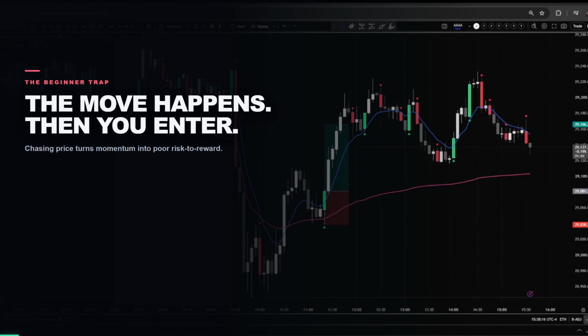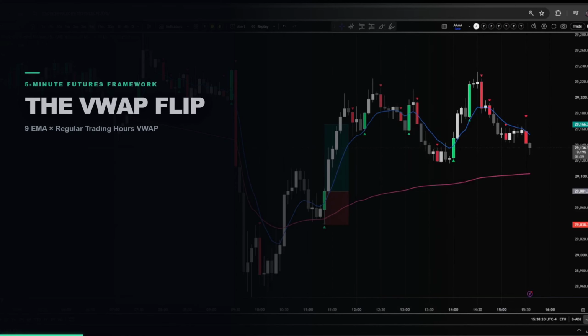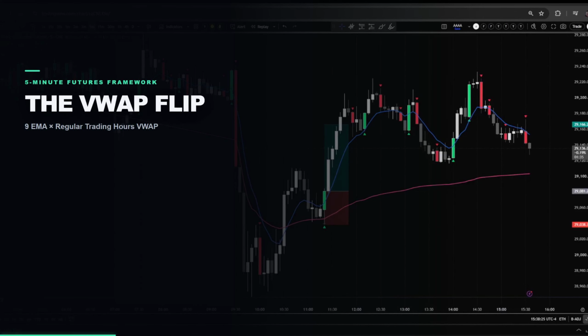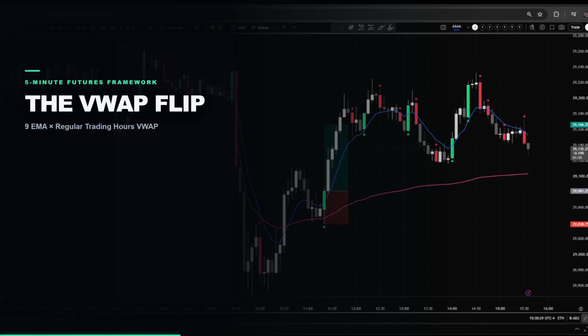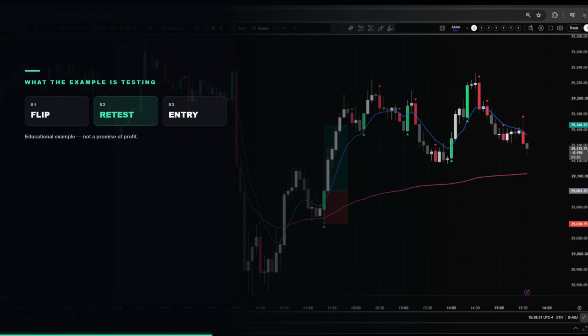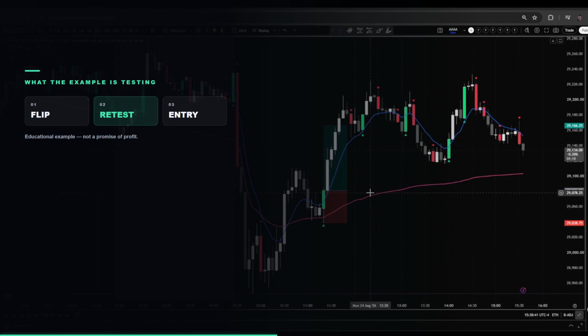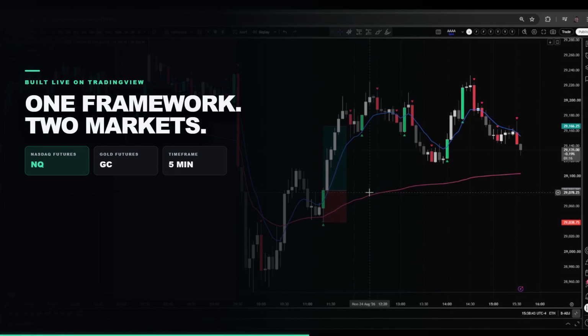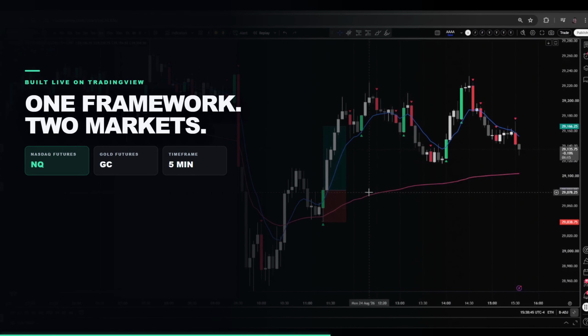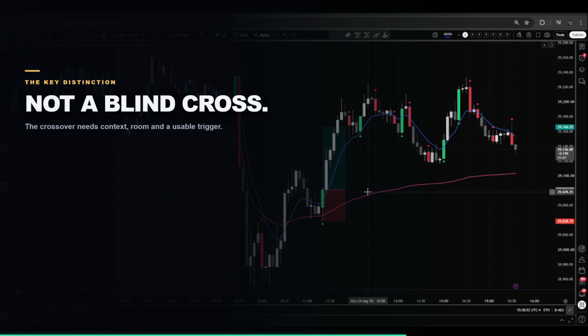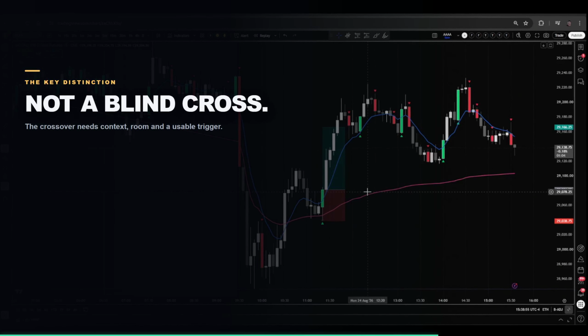Most beginner scalpers enter after the fast move has already happened, chasing the price. I will show you how this setup with a 9 EMA flipping through the regular session VWAP can print you money, as in this example. In this video I will build the full framework on TradingView, show you long and short setups on generally the last trading session on Nasdaq and Gold futures, and how this crossover with some confluence can help you.